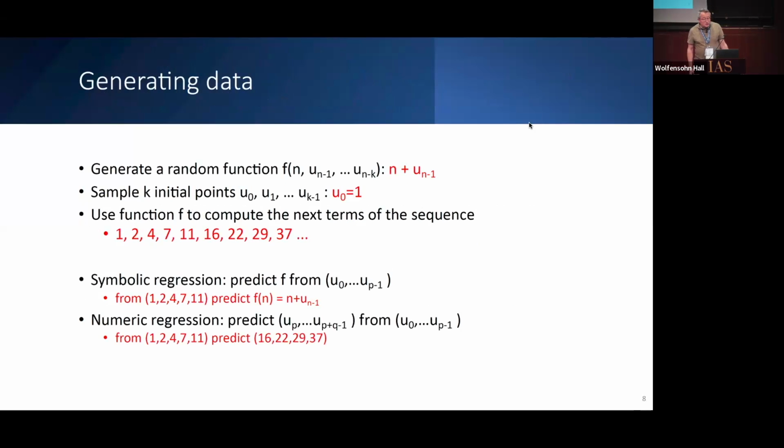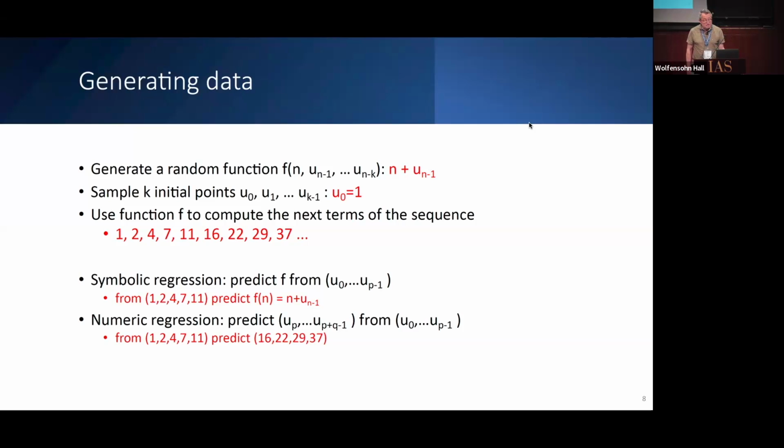So in order to do that, you need to generate data. Just to give you an idea of what needs to be done: you generate a random function, un = n + un-1. You're going to need to sample the initial point if it's a recurrence, so I need only one point here. And you use this function to compute all the terms in the sequence, well, many terms in the sequence.